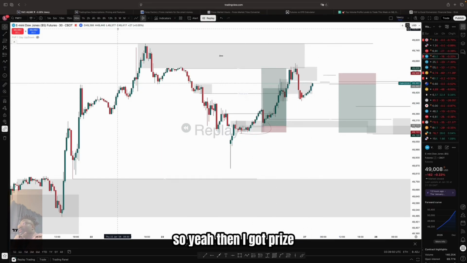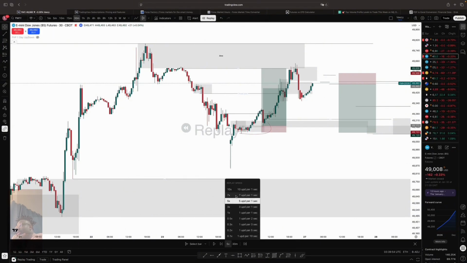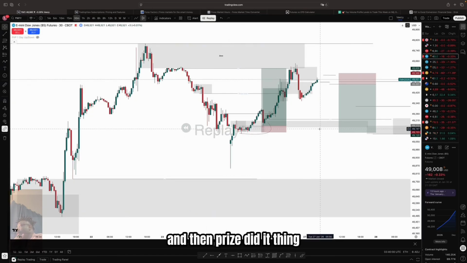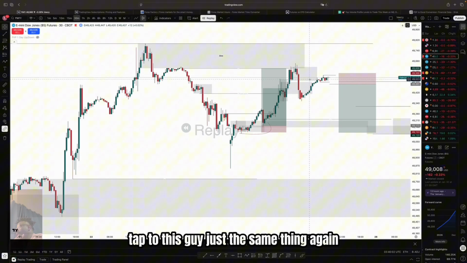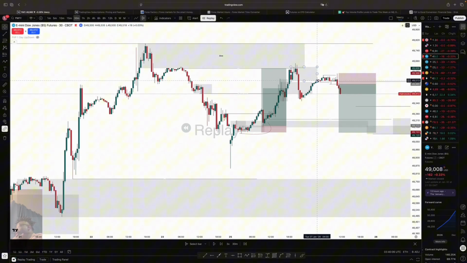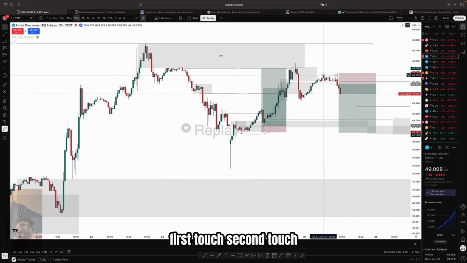So yeah, then I got price. Let me just reduce this to 3x, and then price did its thing. It tapped this guy, just the same thing again. Two touches, first touch, second touch, and then broke structure.